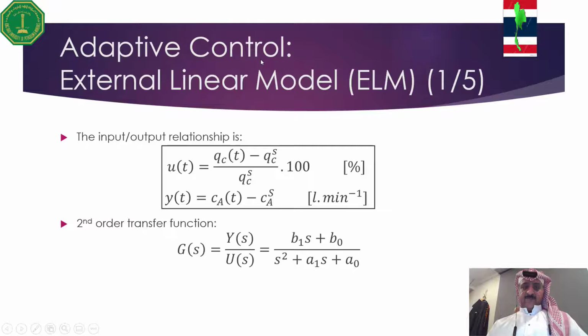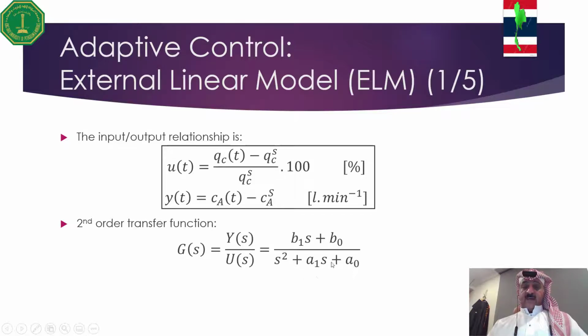So adaptive control we'll design now. First, external linear model LM has an input and output, U(t) and Y(t). U(t) is the QC, the flow, and the output is concentration. The second order transfer function, output by input.